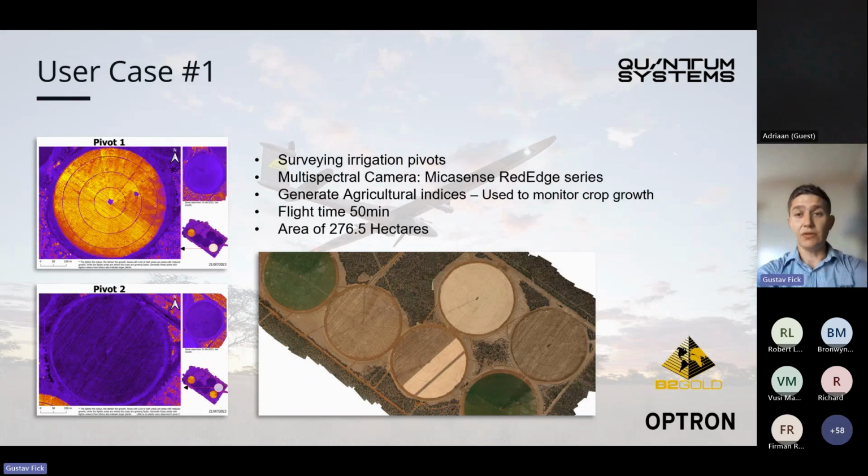There are also some other use cases that are not really mining, where they are doing multispectral analysis on a mine-owned farm. So there you can see the versatility of the system by using a different payload, as was mentioned by Rob. It's one system and it can be used for various applications. You just need to change your payload options. Flight time on this specific flight was 15 minutes, and they covered about 276 hectares.